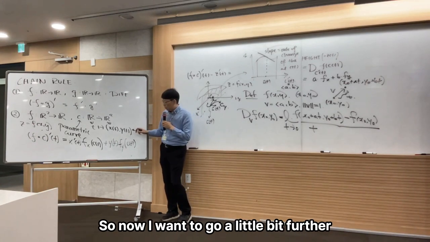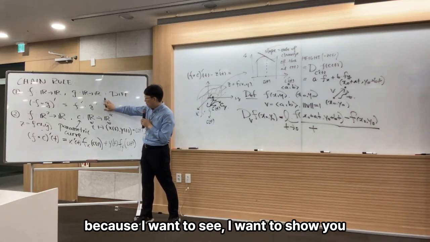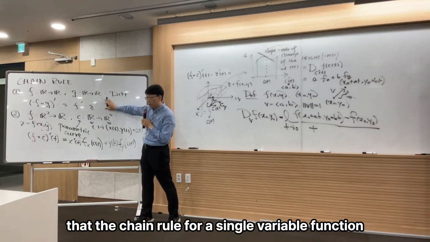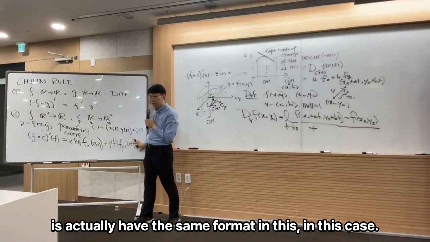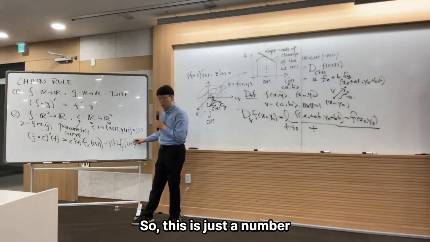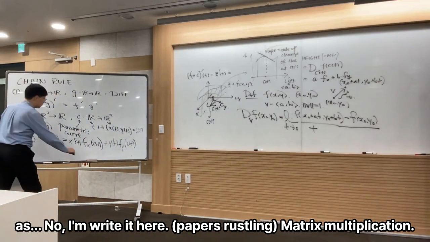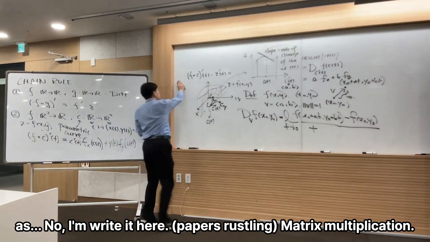Okay. So now I want to go a little bit further, because I want to show you that the chain rule for a single variable function actually has the same format in this case. So this is just a number, but let's think about this as, let me write it here.